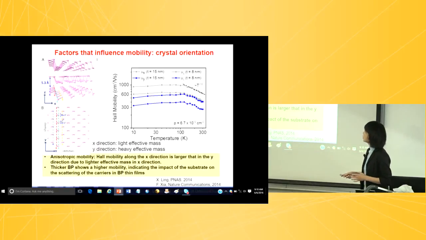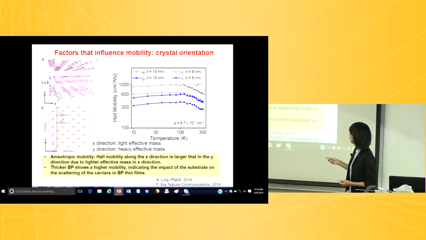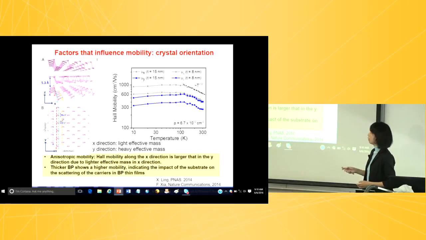The mobility will also be influenced by the direction the carrier flows, or the crystal orientation. Here shows the black phosphorus structure. For black phosphorus, if you look from the top view, it has a hexagonal structure. But if you look at the side, it has this buckled structure. So here, if we define the x direction along the armchair and the y direction along the zigzag direction, the effective mass in the armchair direction is much lower than in the zigzag direction. The effective mass can be 10 times different.